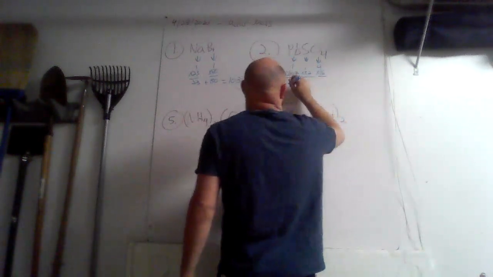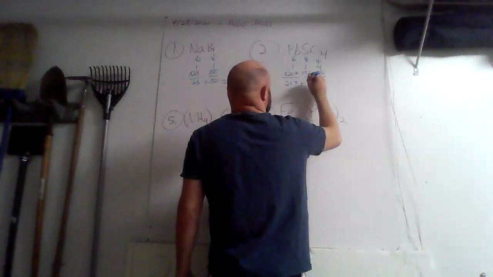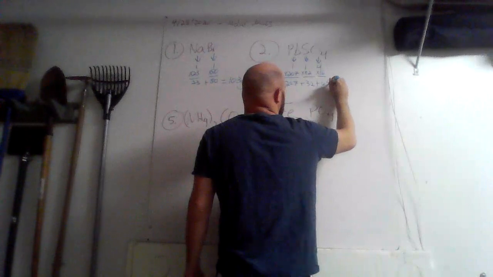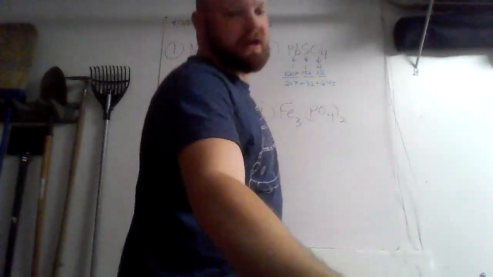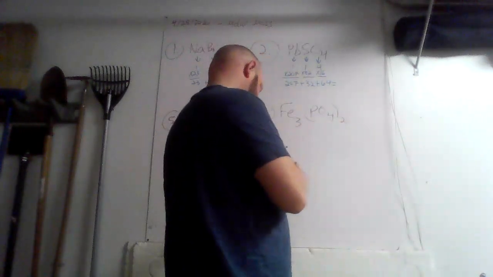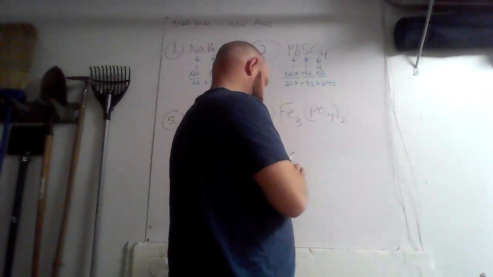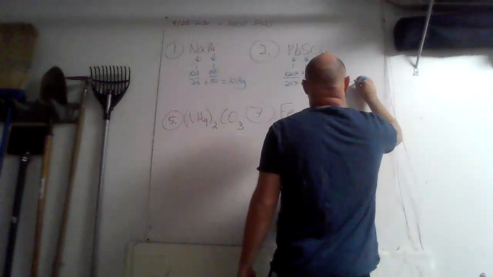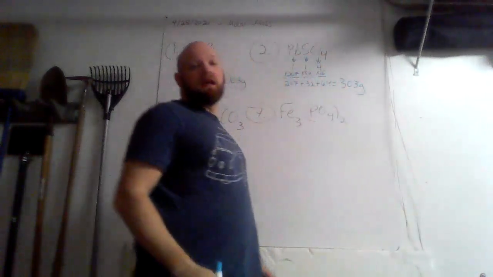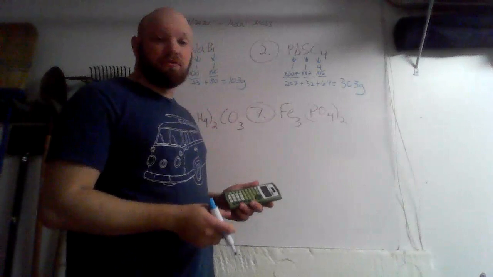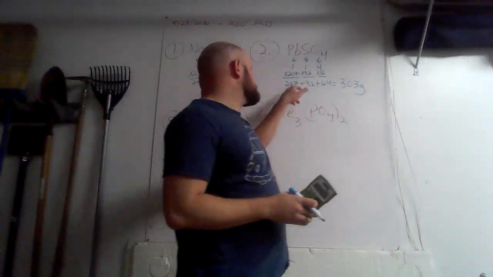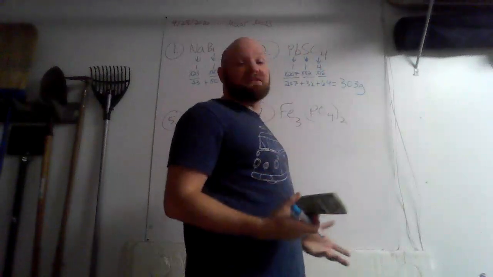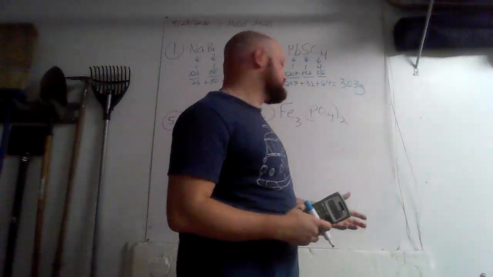Okay, so 1 times 207 is 207. 1 times 32 is 32. 4 times 16 equals 64. I'm going to add all of that up. It's 303 grams, okay? If you have trouble figuring out what we're doing, you could add it up: Pb plus S plus O plus O plus O plus O. It will get you the same answer. If you don't believe me, try it now.